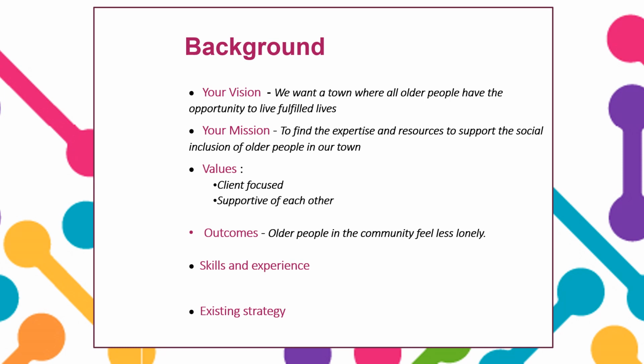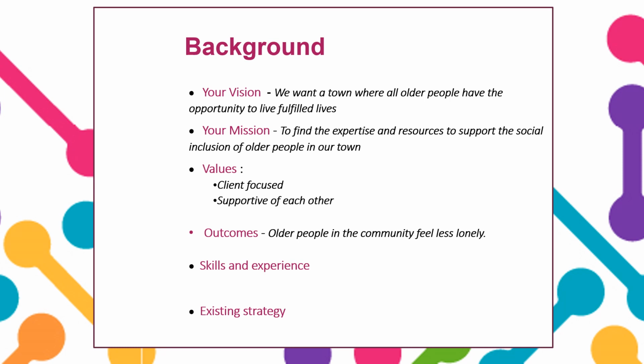Background content includes the charity's name, legal status, how it began and its charitable objects as outlined in its governing document. An example charitable object might be to improve the conditions of life for local people through social welfare and recreation. This part of the plan would also cover your vision, which are your hopes and ambitions for the future. An example of a vision might be we want a town where all older people have the opportunity to live fulfilled lives. Your mission, which outlines why you exist.